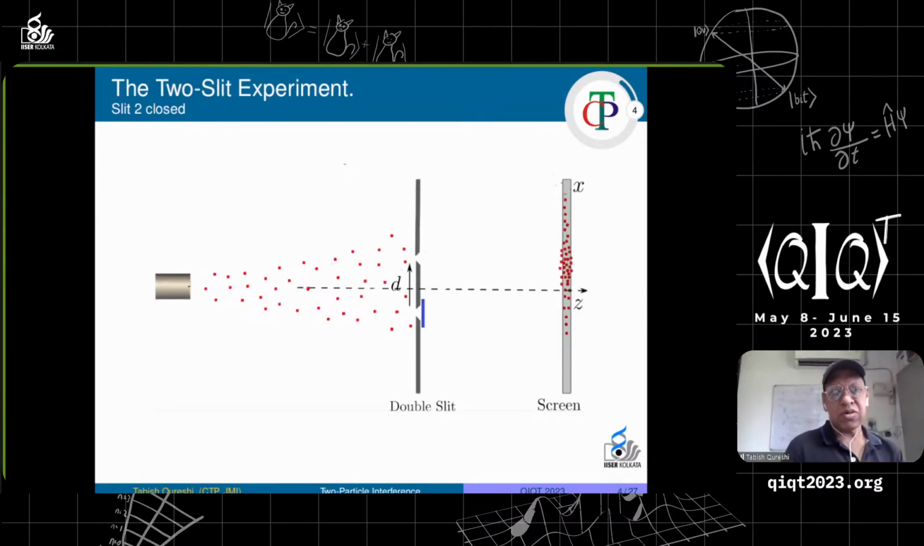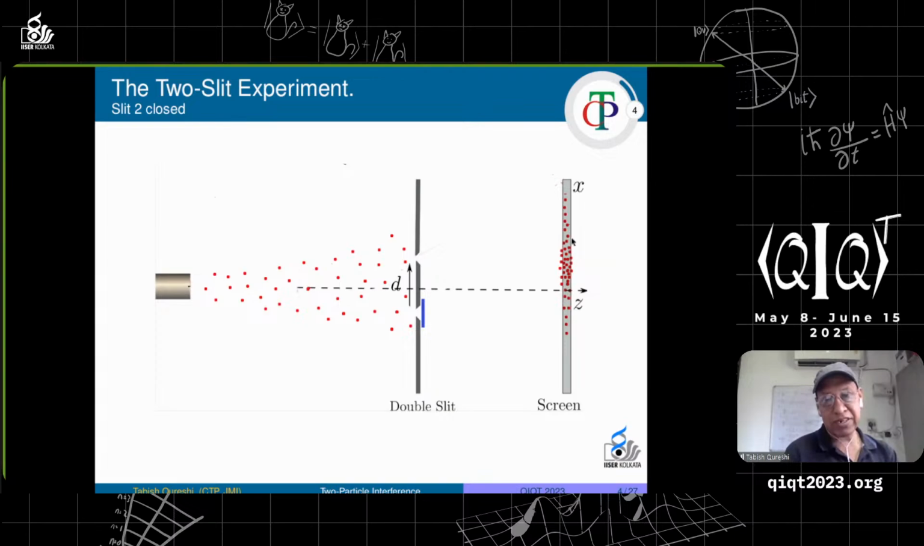Okay, so let us begin by looking at the simplest experiment, which has been considered to be the most beautiful experiment in physics. There are particles coming from this source, there is a double slit sitting here, and there is a screen sitting here. Particles are coming one by one, not all together. I have just drawn them together, but assume that one particle comes and hits the screen, then the other particle comes, and so on.